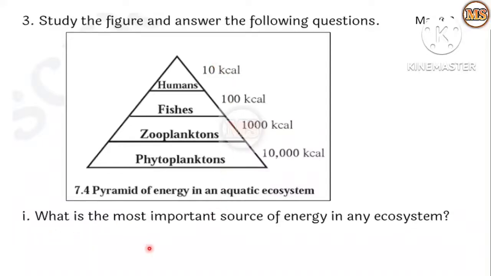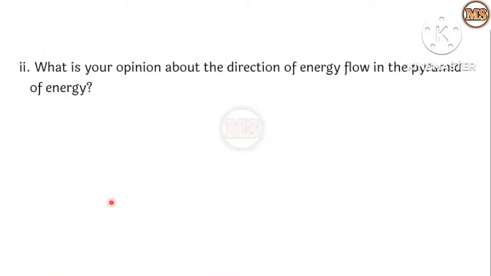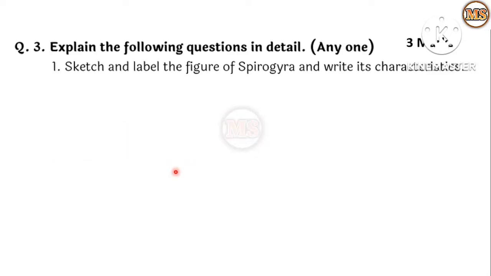The first one, what is the most important source of energy in an ecosystem? We know that the sun is the most important source of energy in an ecosystem. Second question, what is your opinion about the direction of energy flow in the pyramid of energy? And the answer is, the direction of energy flow in the pyramid of energy is unidirectional, that is one way.